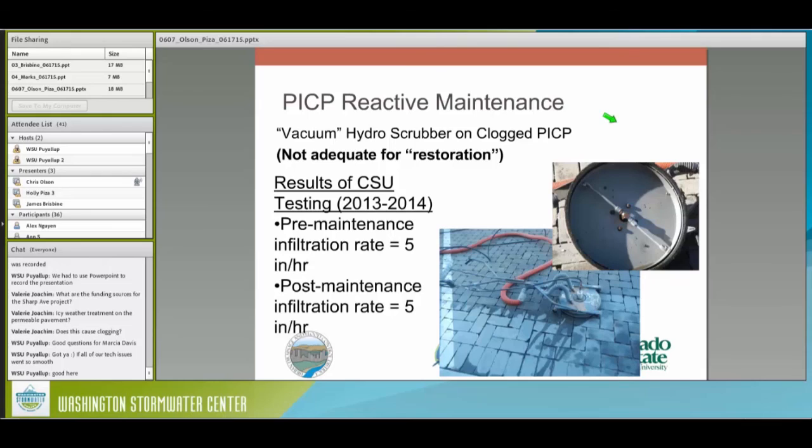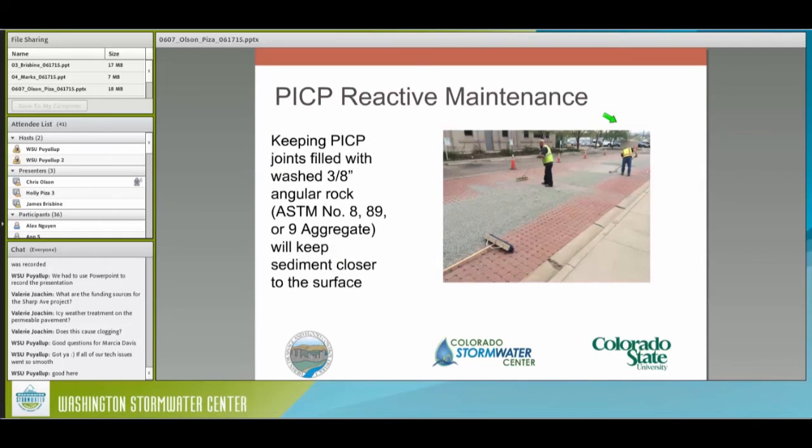We also tested on these same sites this sidewalk cleaner, or vacuum hydro scrubber, as we've come up with the non-technical name of. And again, we did pre and post maintenance infiltration rates and found that this particular method was not effective on PICP. Now, in a few slides, I'm going to talk about how this was effective for other types of pavement. Each of those methods that I just talked about are only effective, we think, at removing sediment from maybe an inch or two below the surface in the joints.